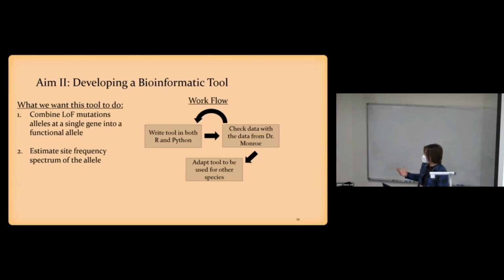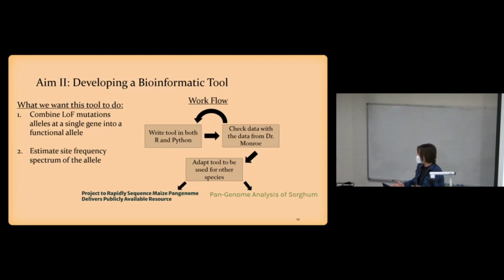And luckily, from that paper from UC Davis, Dr. Monroe basically went in and confirmed certain LOF mutations that are being positively selected by hand. So we can check our tool with his work, and then if something doesn't pan out, we go back and try to figure out what's wrong with the tool and keep going through that until it starts working. Then we can start adapting the tool for other species, because recently a lot of pangenomes have been coming about, especially in things like maize and sorghum. And this will be really helpful for studying things like loss of function in a pangenome.